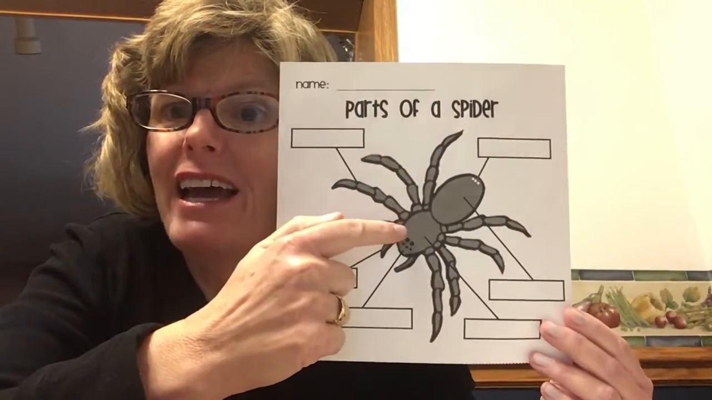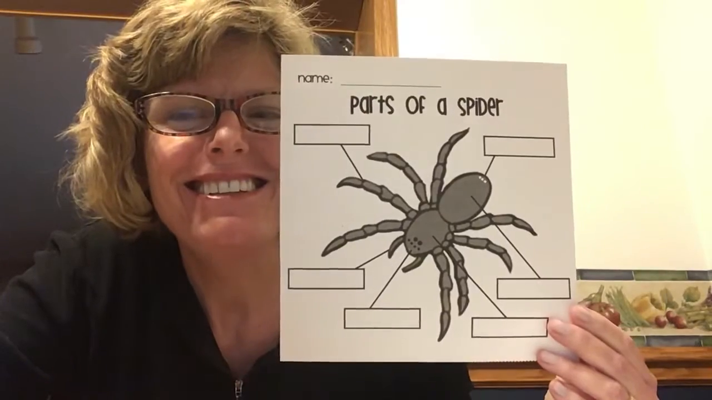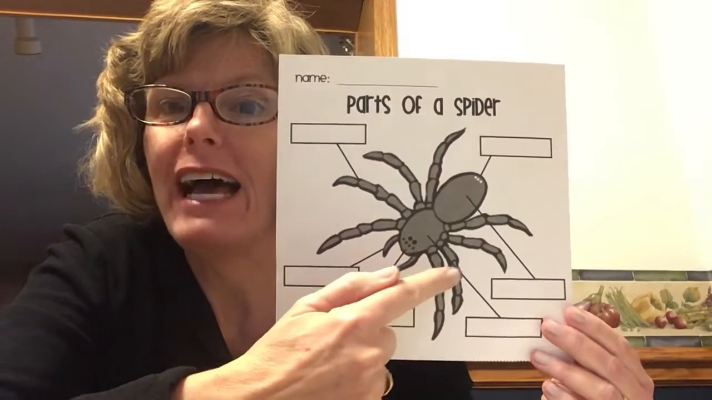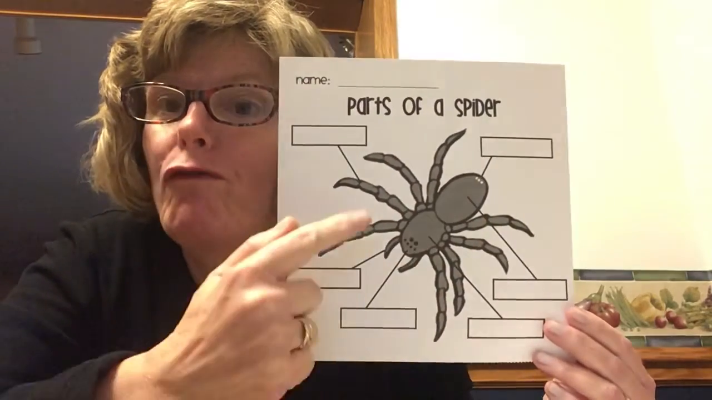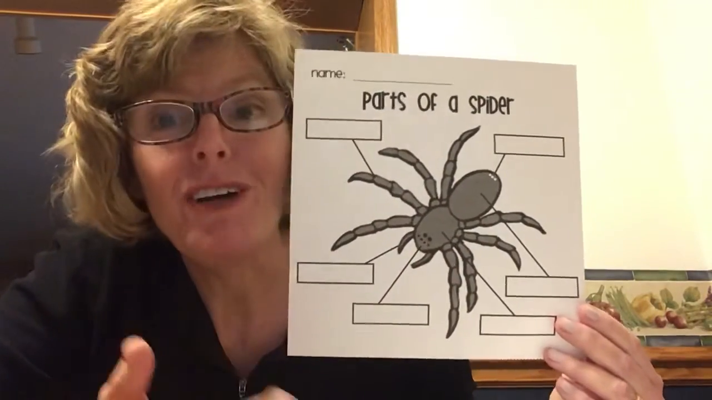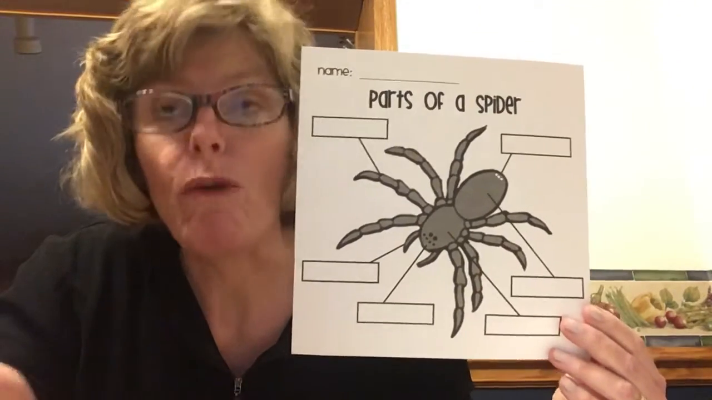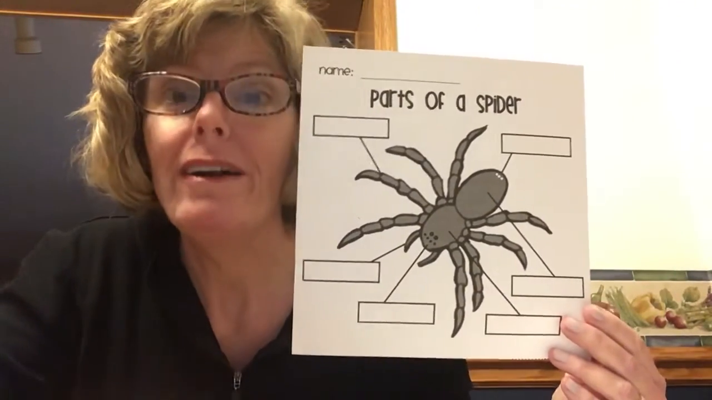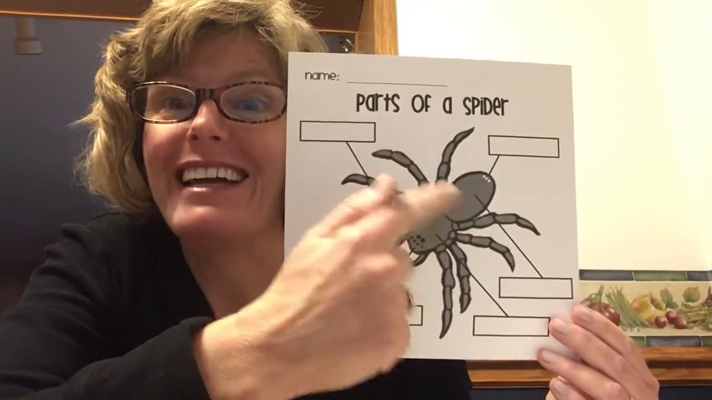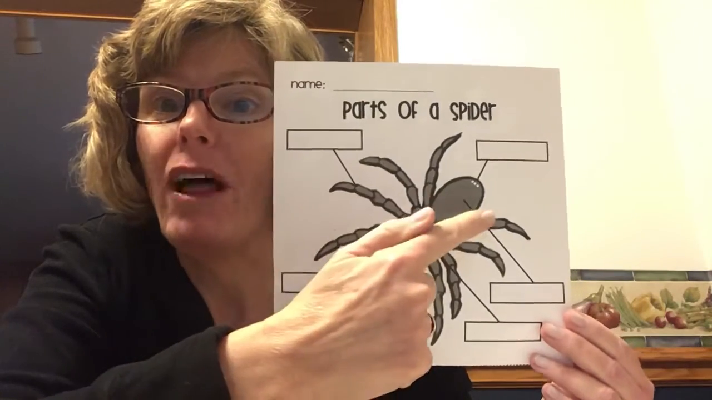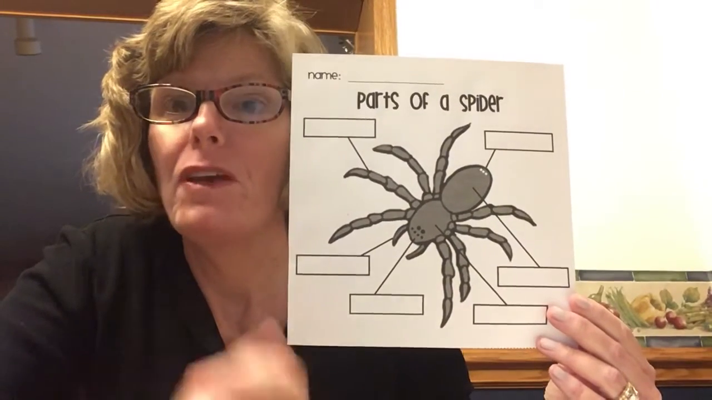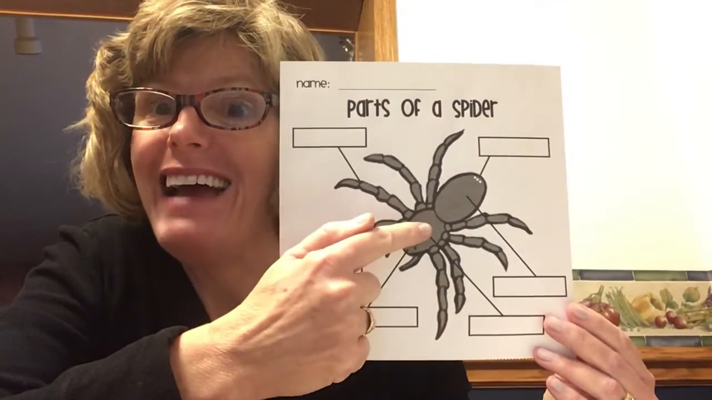You can see that a spider has how many legs? 8. 1, 2, 3, 4, 5, 6, 7, 8. 4 on each side. And some of us know that 4 plus 4 equals 8, just like the legs of a spider. 4 on each side. 4 plus 4 equals 8 legs on a spider. Those legs come off of its head.